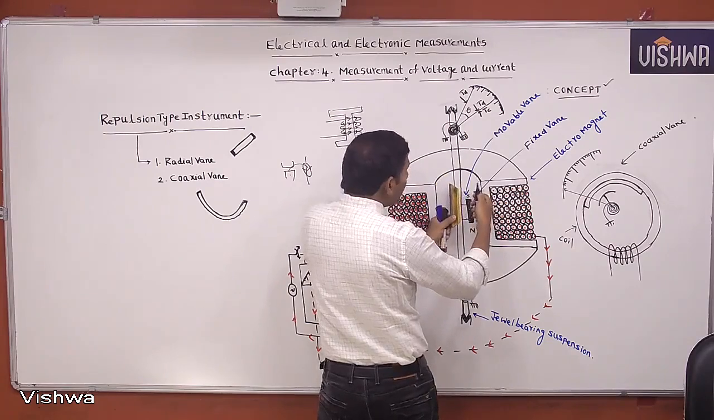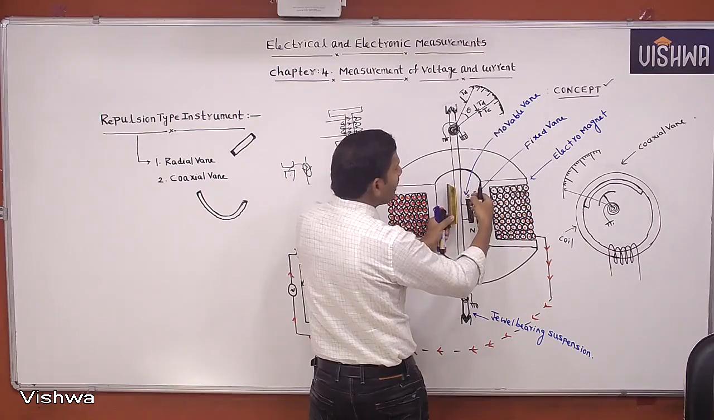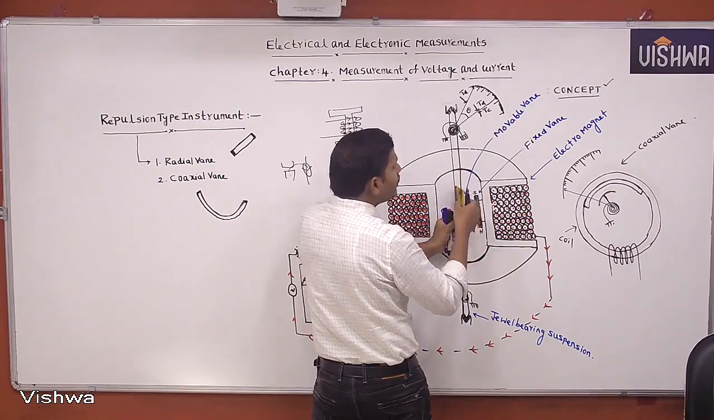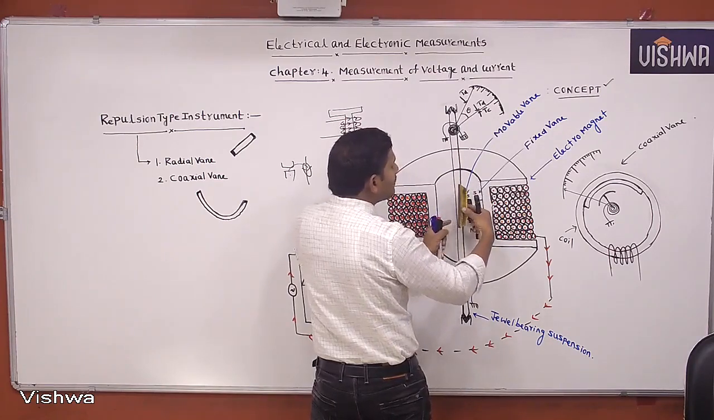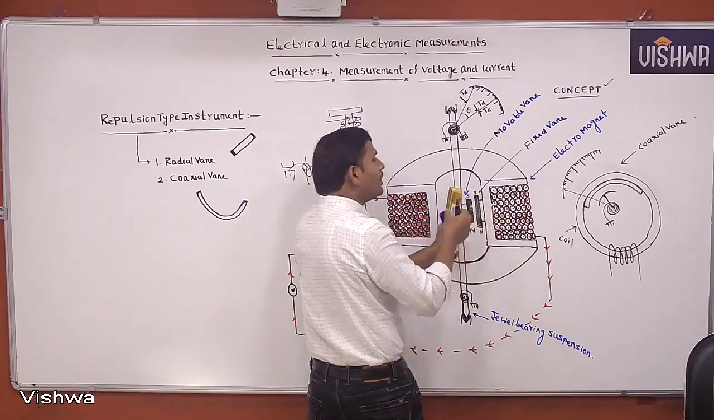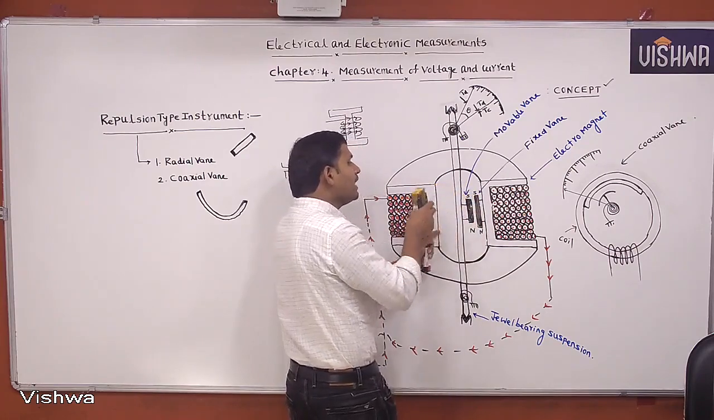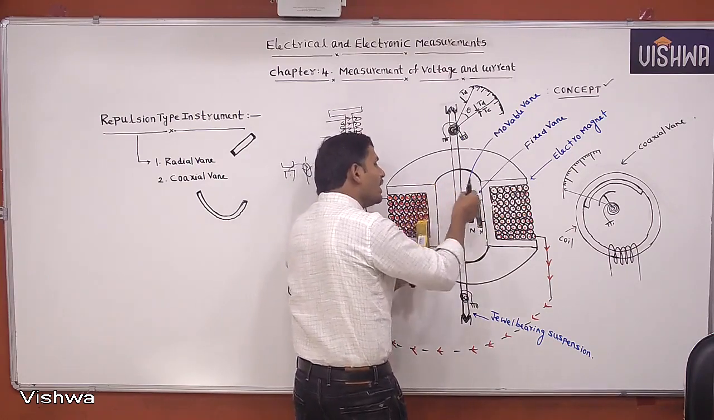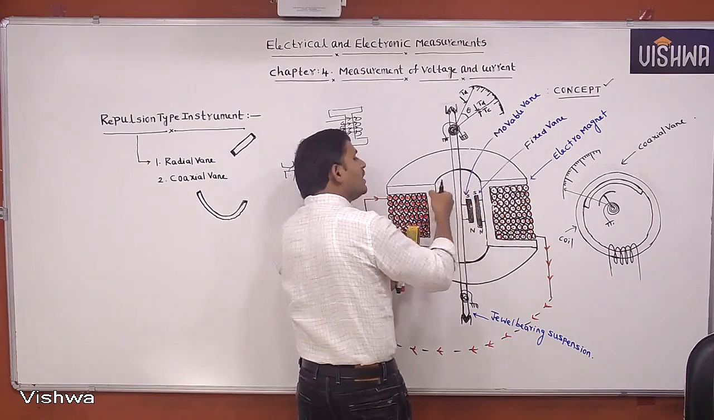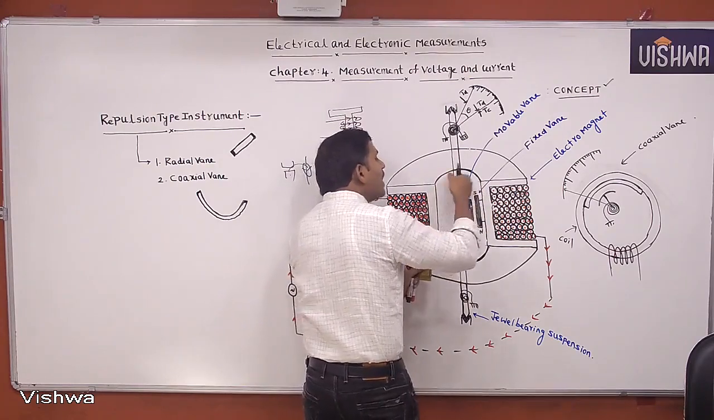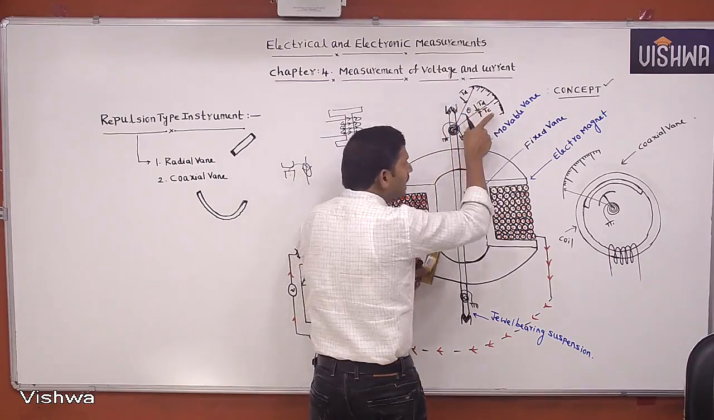But the repulsive force exists. Because of that repulsive force, finally what happened? That repulsive force acts as a twisting force on the iron piece, and then the iron piece will rotate like this. This is the radial vane. This iron piece rotates because of this repulsive force. Along with the iron piece, the spindle also rotates. When the spindle is rotating, the pointer moves on the scale.